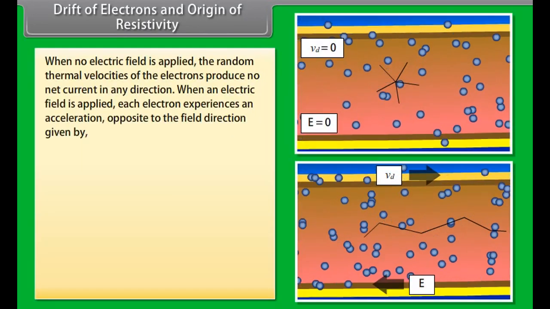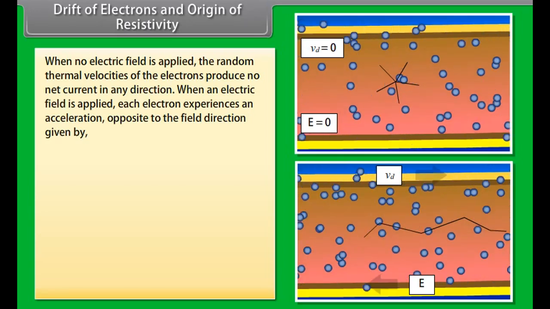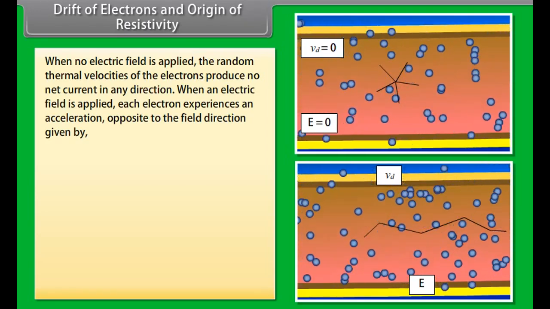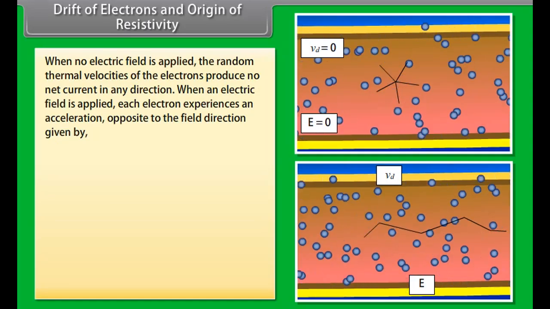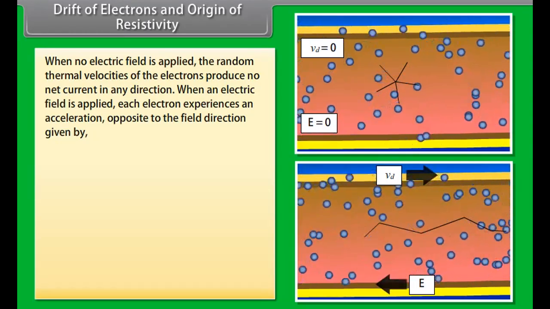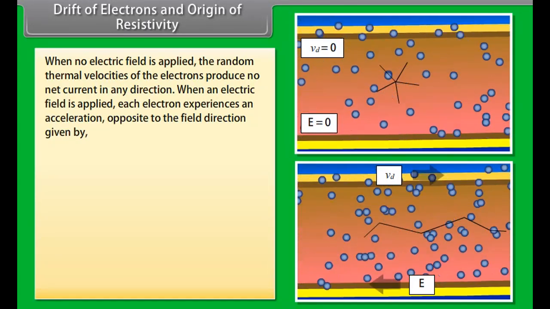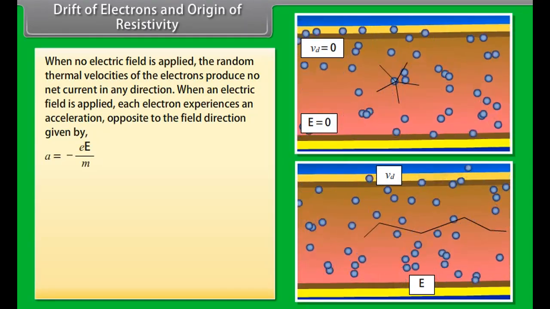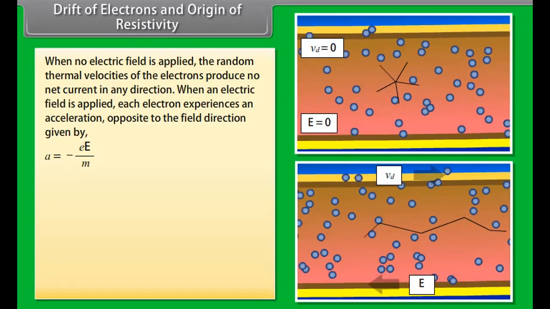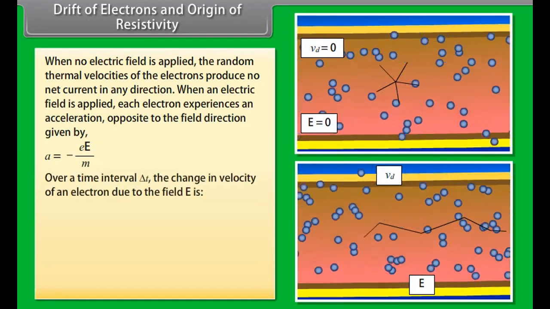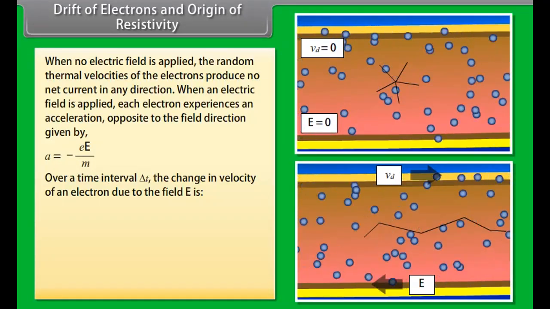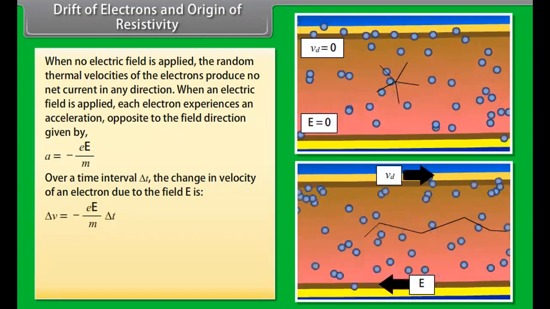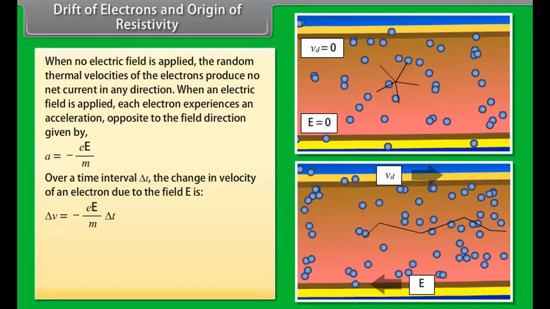Drift of electrons and origin of resistivity. When no electric field is applied, the random thermal velocities of the electrons produce no net current in any direction. When an electric field is applied, each electron experiences an acceleration opposite to the field direction, given by a = -eE/m. Over a time interval Δt, the change in velocity of an electron due to the field E is equal to the product of acceleration and time interval.